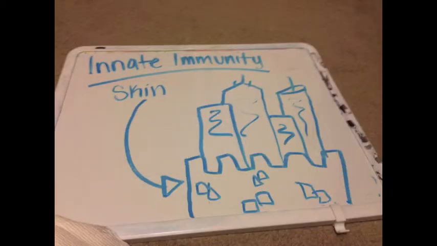The outermost layer of defense is your skin, and this protects you from direct exposure to pathogens or microbes. The skin is like the wall around the city that is your body.